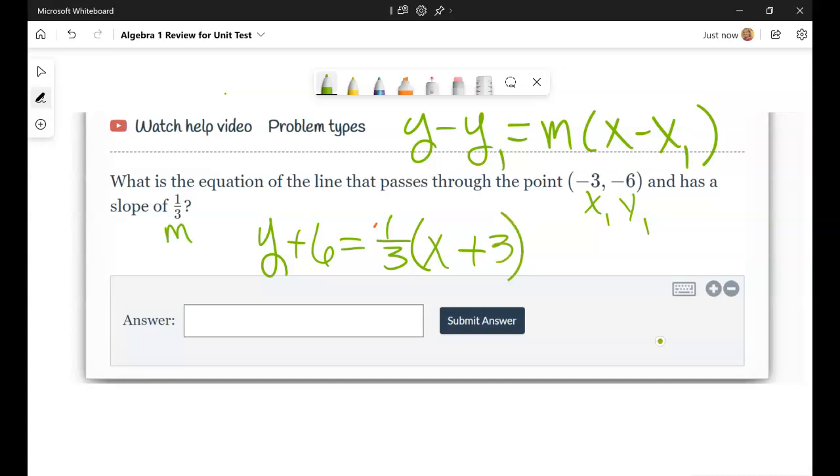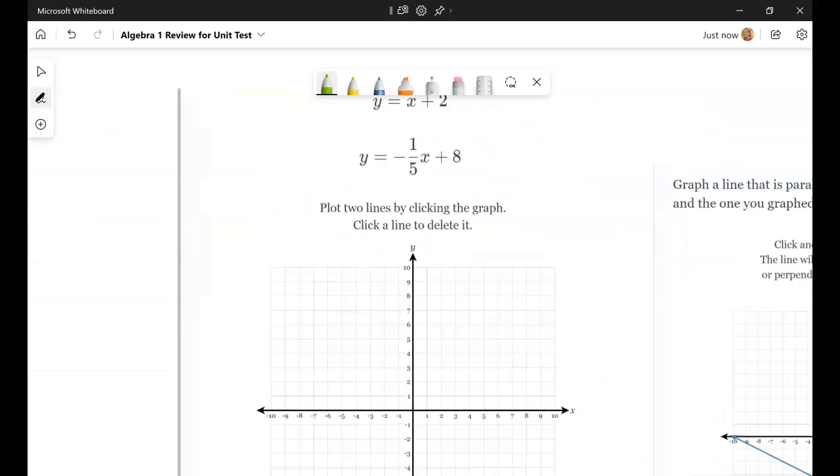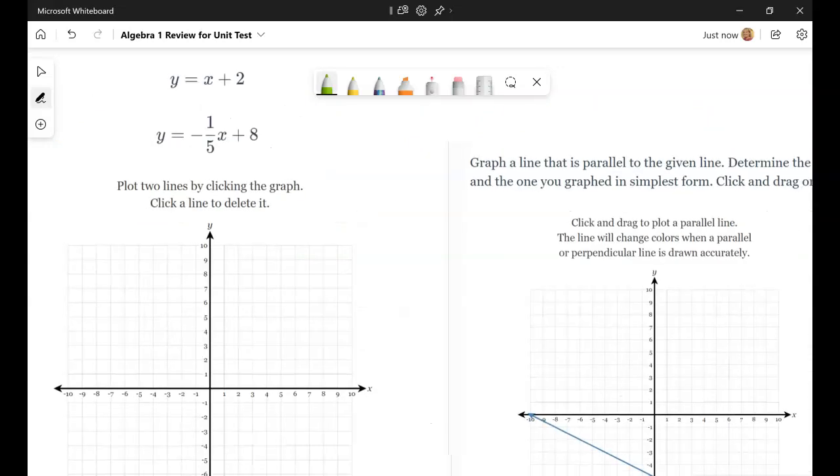Okay? How come it says +3 if it's negative? Because the formula has a negative, and when you put a negative number, if you wrote y minus -6 equals 1/3 times x minus -3, minus a negative means you're really adding. Okay? And that happens twice there. Sometimes it'll happen twice, sometimes it'll happen once, sometimes it won't happen at all. Just depends on what your ordered pair is. Test will be tomorrow.